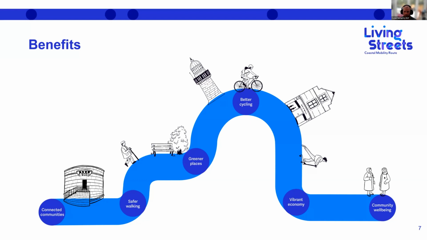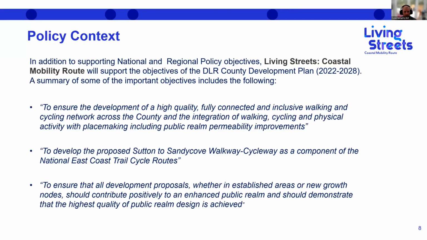And overall, by providing sustainable mobility options, it contributes to community well-being, which is one of our key policies within Dún Laoghaire-Rathdown. So there is obviously strong support in policy, both nationally and locally, but this project in particular aligns with a number of objectives in the County Development Plan, which was adopted in the last 6 months. These have been highlighted in a number of bullet points, and I'll just go through them. The summary of the important objectives is to ensure the development of a high quality, fully connected and inclusive walking and cycling network across the county.